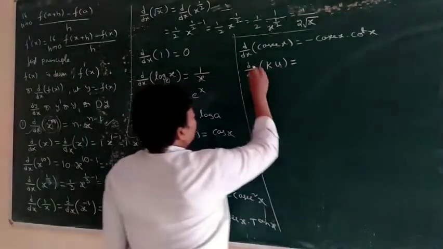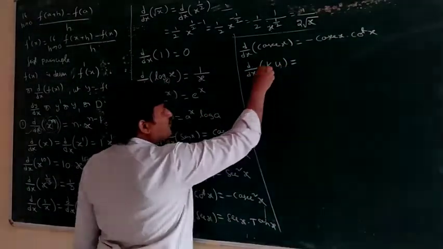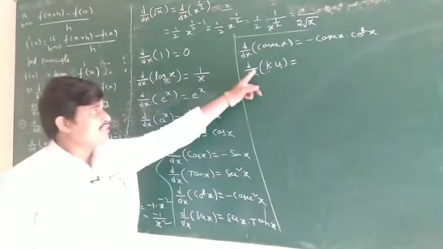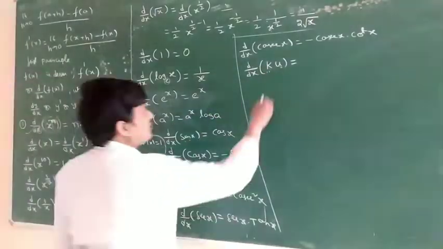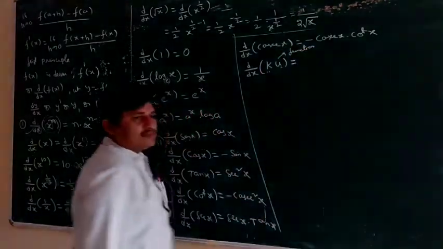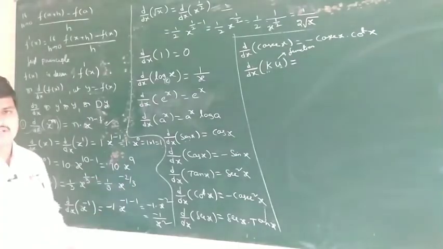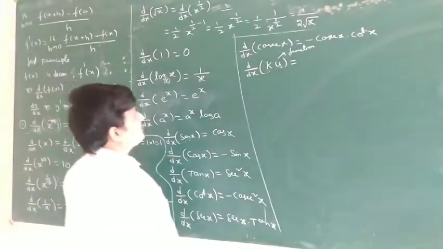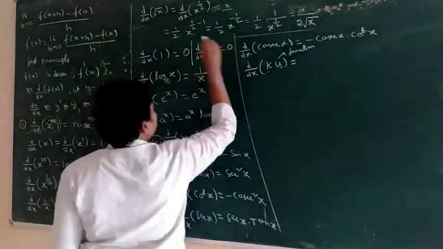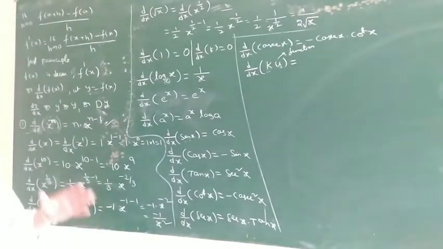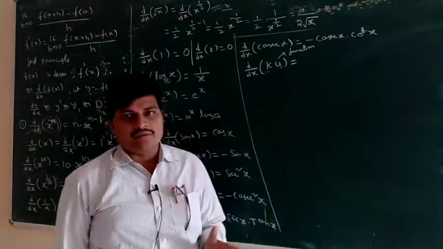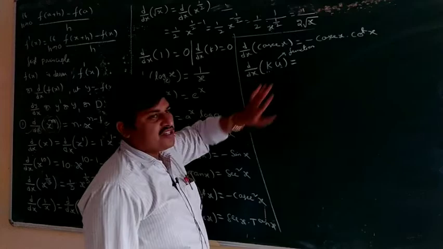Here, in the derivative of constant into u, there are two things: a constant and a function. Constant into u, where u is a function. A function is not always a constant, so it is not 0. So derivative of a constant is equal to 0, only for a constant function. Derivative of only a constant is 0. Derivative of a constant into another function is not 0.